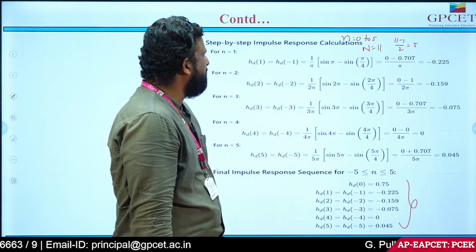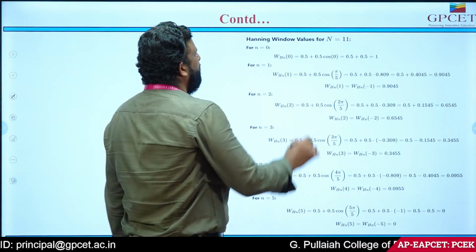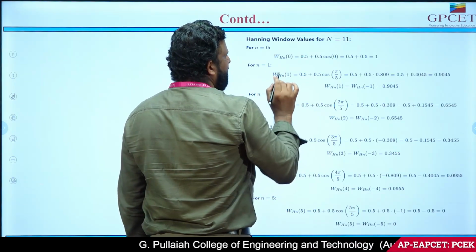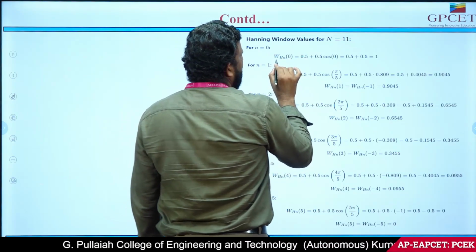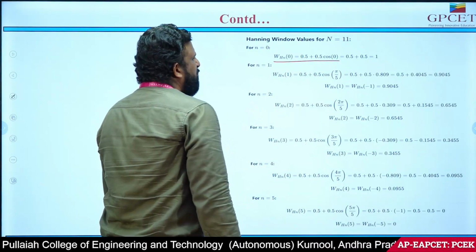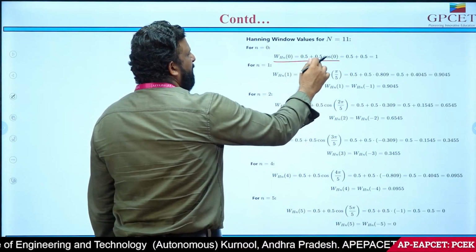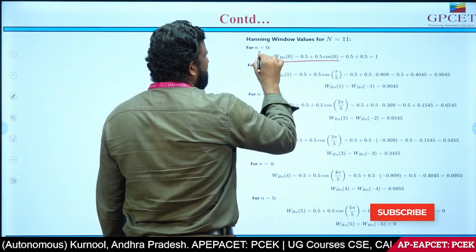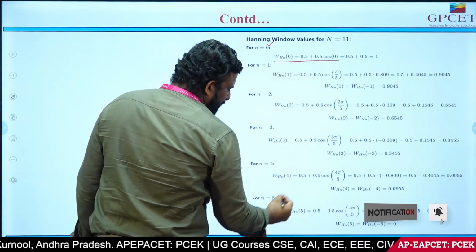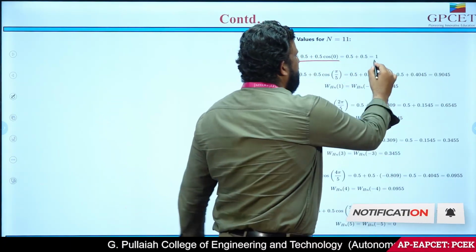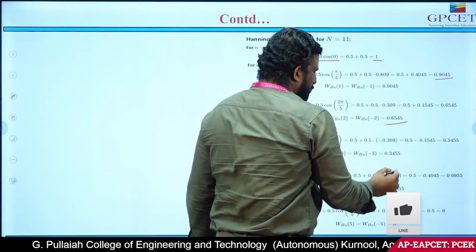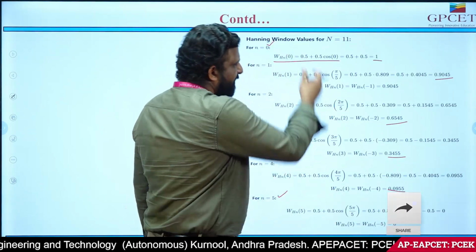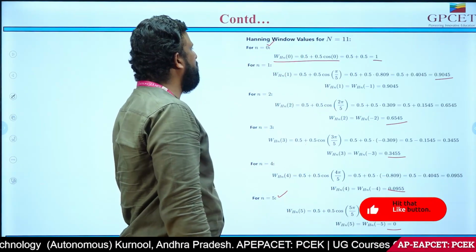In the second step, we are going to find all the Hanning window sequences. We have to keep the condition in mind. For the Hanning window technique, the condition is wh of n is equal to 0.5 plus 0.5 cos n. In this condition, we find all the sequences from n is equal to 0 to n is equal to 5, so we get the values for 1, for plus or minus 2, plus or minus 3, plus or minus 4, and plus or minus 5. We got all the sequences, which are nothing but the Hanning window sequences.